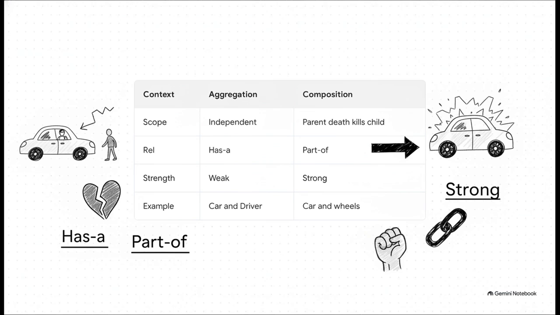Aggregation is a has-a relationship, and it's considered weak. For instance, a car has a driver, but the parent and child are completely independent. If the car gets totaled, the driver still exists and goes about their life, right? Composition, on the other hand, is a part-of relationship, and it is incredibly strong. A car is composed of wheels. If you destroy the car, you are fundamentally destroying the conceptual instance of its wheels. In composition, the parent controls the lifetime of the child object entirely.